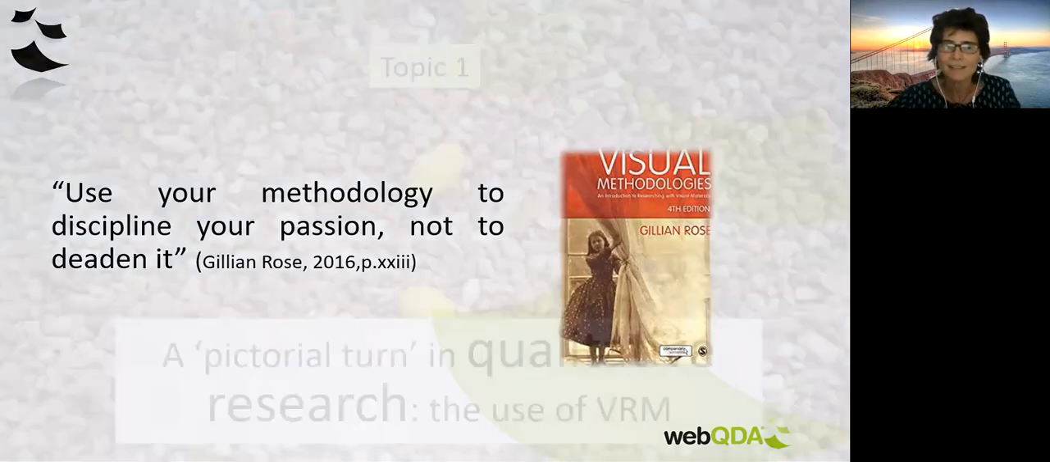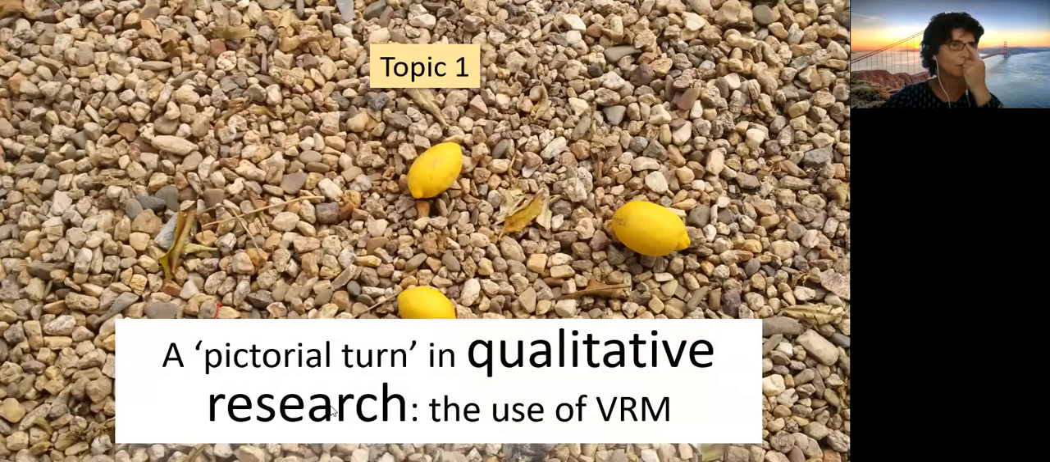And the next slide. So the first topic I would like to share with you is this one. Topic one: the pictorial turn in qualitative research, the use of visual research methods. Like Mitchell mentioned in his 1994 book, Picture Theory, we are living now in a pictorial turn. From the language turn, we are now in the pictorial turn. And Mitchell, an American academic and professor, in his article and his book Picture Theory, mentioned the importance of photos nowadays, since they also complement the textual data. And this is the first idea that I would like to share with you.